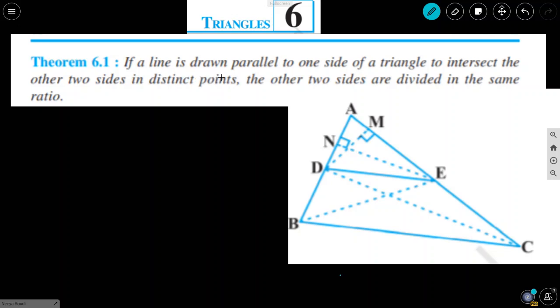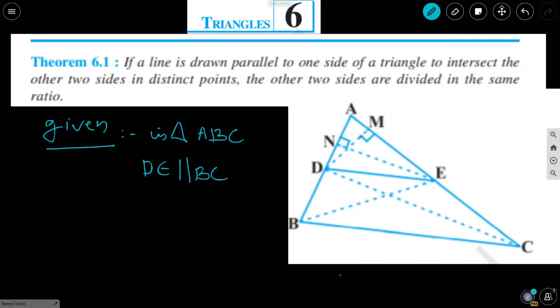If a line is drawn parallel to one side of a triangle to intersect the other two sides in distinct points, the other two sides are divided in the same ratio. So here, given in triangle ABC, DE parallel BC, to prove AD by DB is equal to AE by EC.